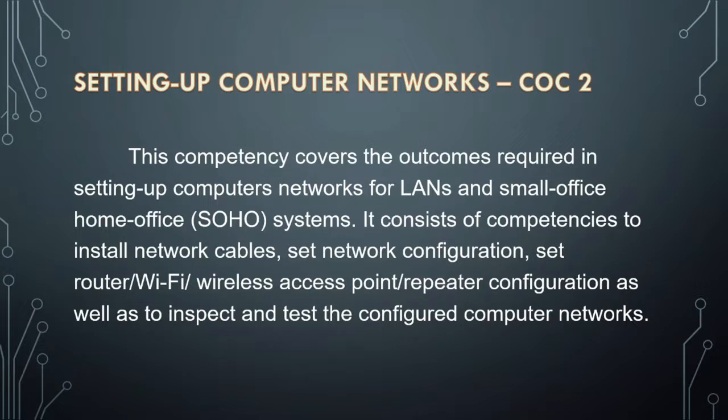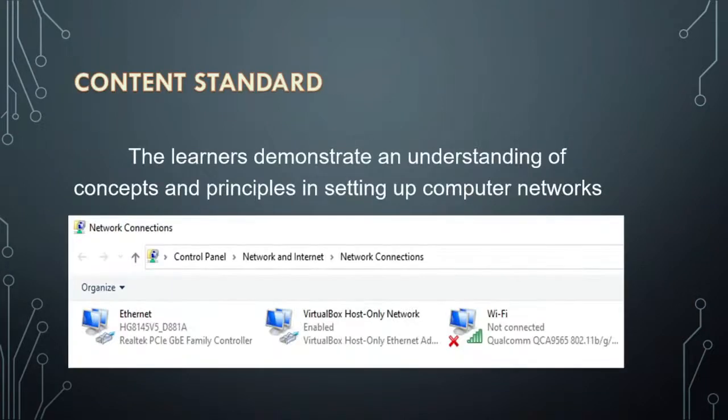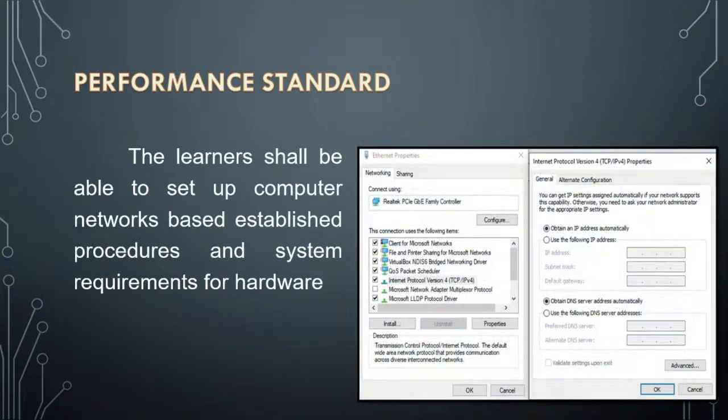Now, let us see the content standard, performance standard, learning outcomes, and its sub-LOs. In the content standard, the learners demonstrate an understanding of concepts and principles in setting up computer networks. In performance standard, the learners shall be able to set up computer networks based on established procedures and system requirements for hardware.